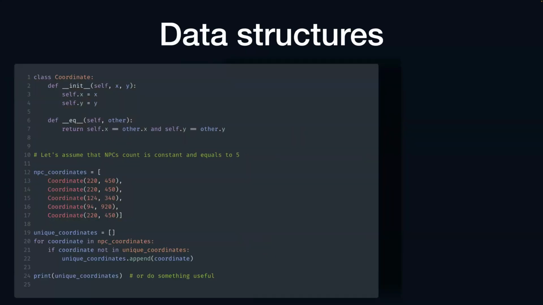So this next example is about data structures in Python. We see that we have a class called Coordinates to store two XY coordinates. And we have an NPC coordinates list, which contains some coordinates. For the sake of this argument, let's assume the number of NPCs is constant. And right below, we are trying to get unique coordinates by going through the list and getting anything that's not repeated.